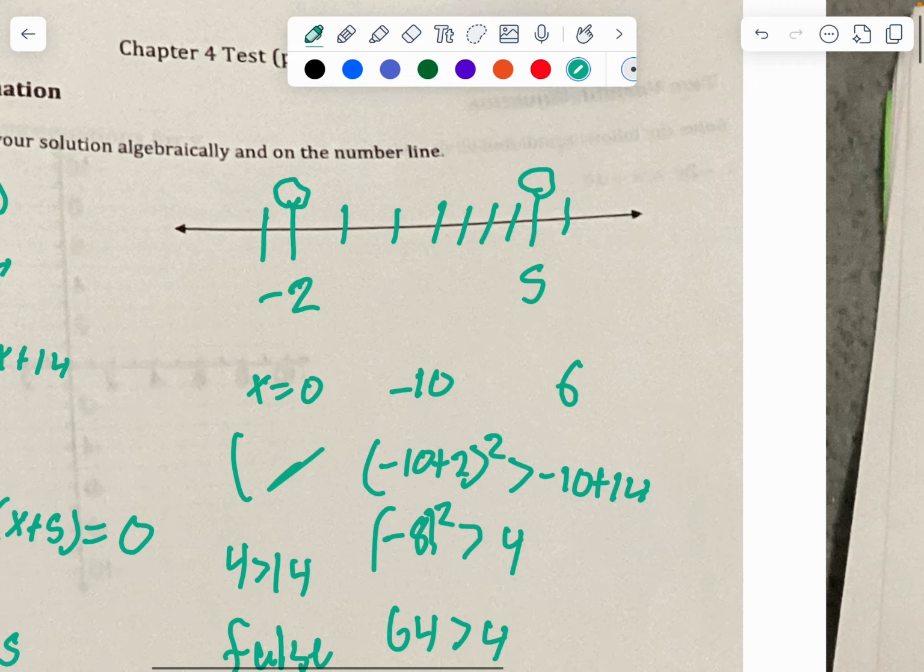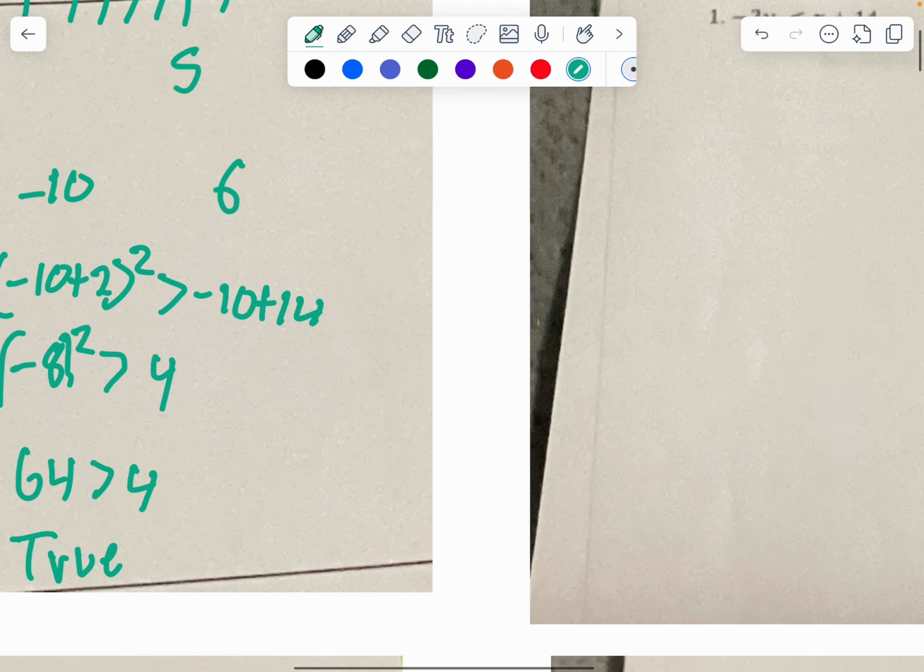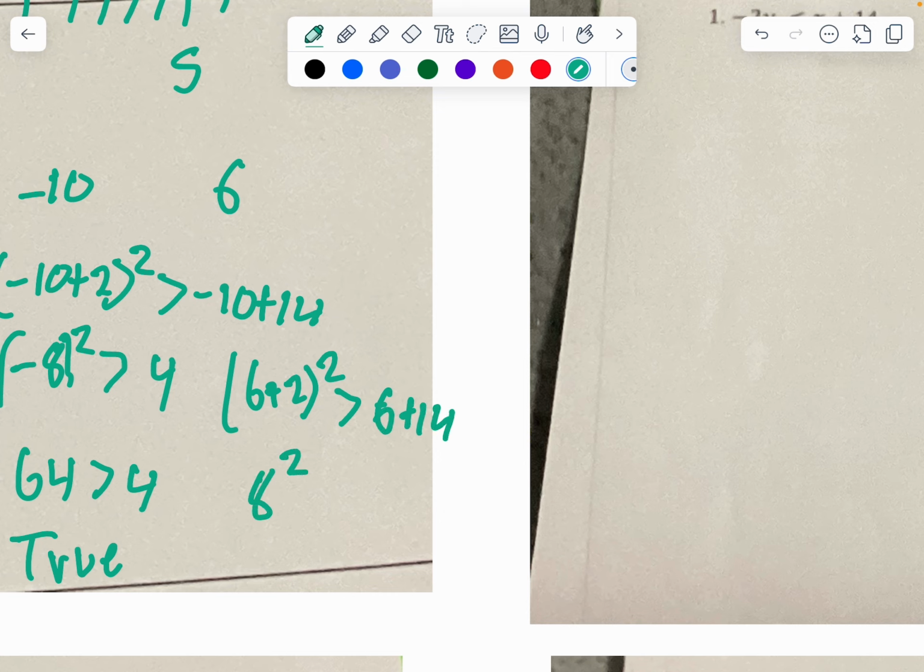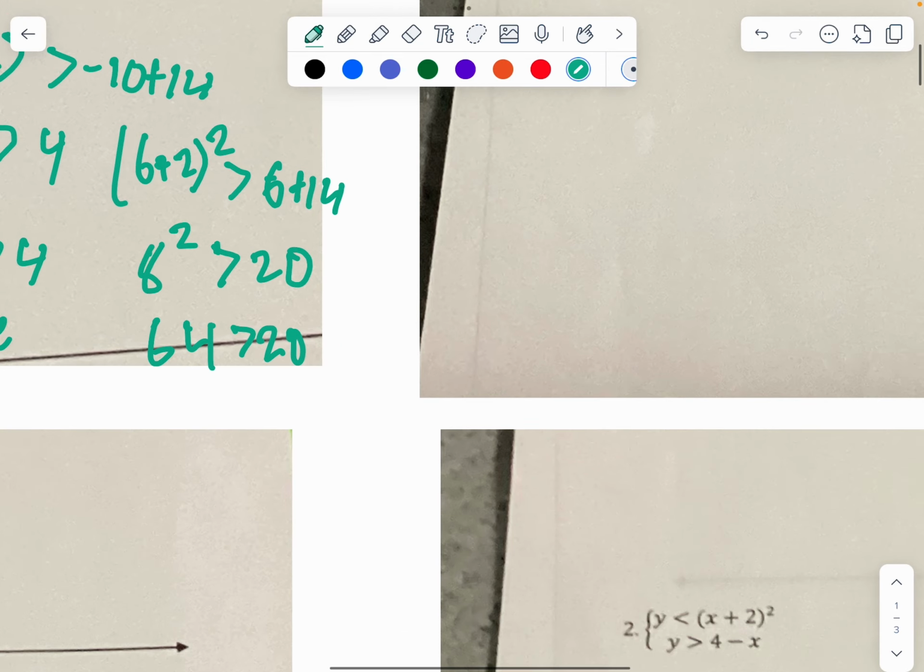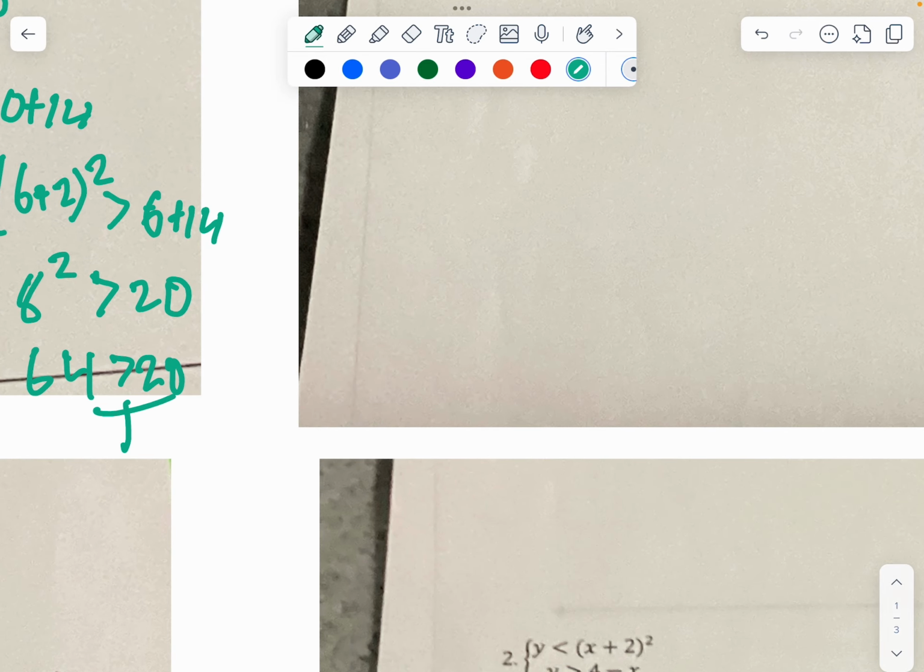Alright, and the last one we're going to test is 6. So 6 plus 2 squared is greater than 6 plus 14. This is going to be 8 squared is greater than 20. 64 is greater than 20. This is true. I'll just put a T.